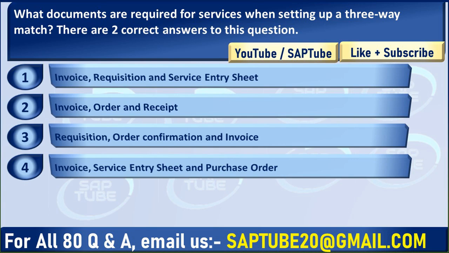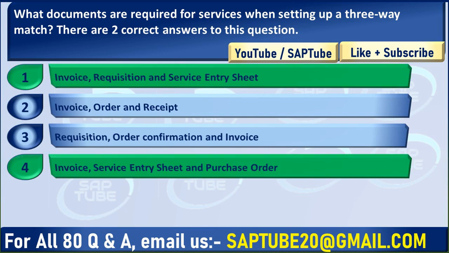Next question is: what documents are required for services when setting up a three-way match? There are two correct answers to this question. Options are: invoice, requisition, and service entry sheet. Invoice, order, and receipt. Requisition, order confirmation, and invoice. Invoice, service entry sheet, and purchase order. Correct answers are invoice, requisition, and service entry sheet. Invoice, service entry sheet, and purchase order.